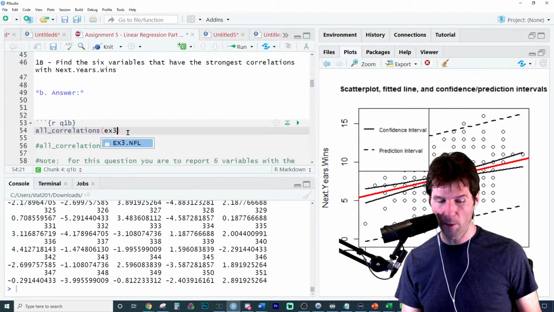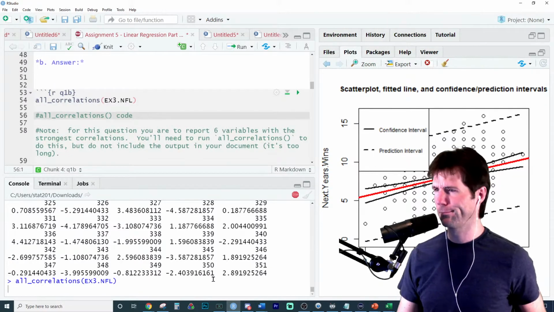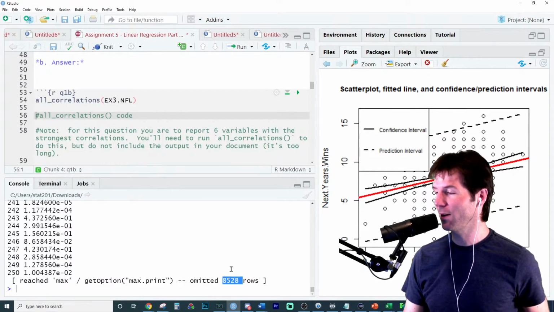We need to choose the data set we're working with. That runs. Ooh, taking a moment. It's thinking. Why is it taking a moment? Probably, oh, because it did about 9,000 correlations.